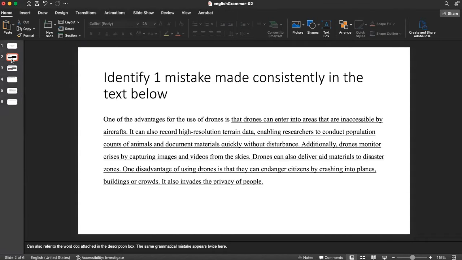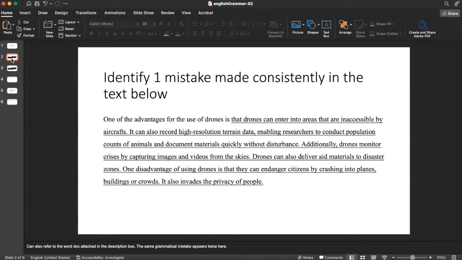Okay, you are looking now at a summary that is written by a student of mine. She makes the same mistake 2 times here. I will read out this paragraph and you should try to identify where the mistake or mistakes appear as I read. I will also include a Word document in the description box in case you would like a copy of this summary.